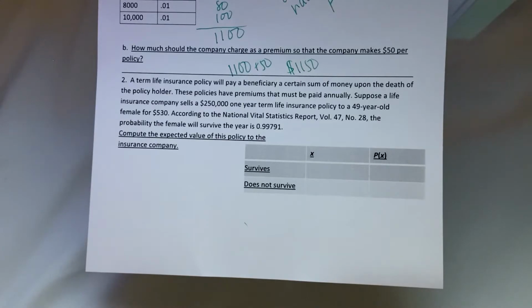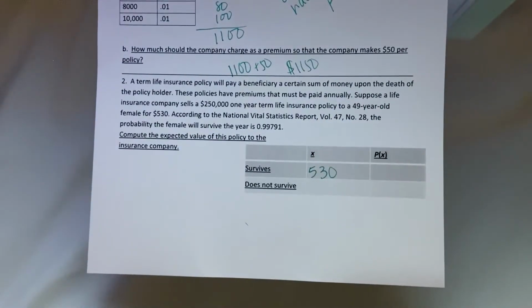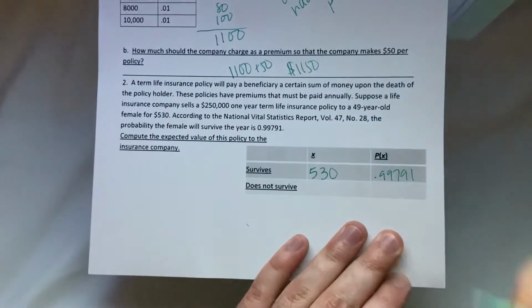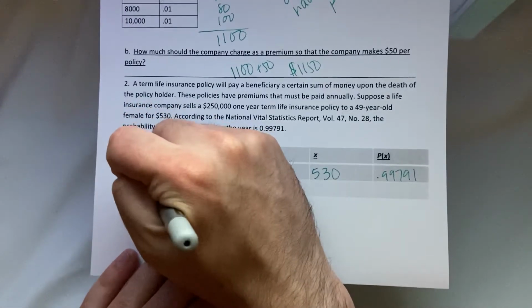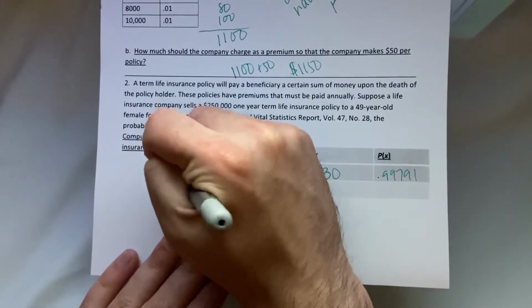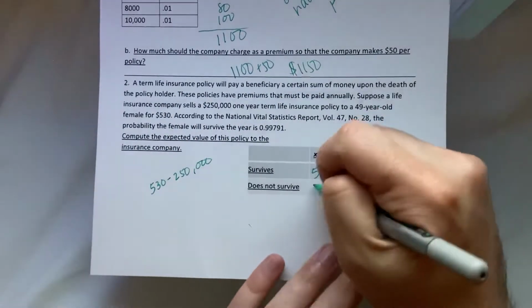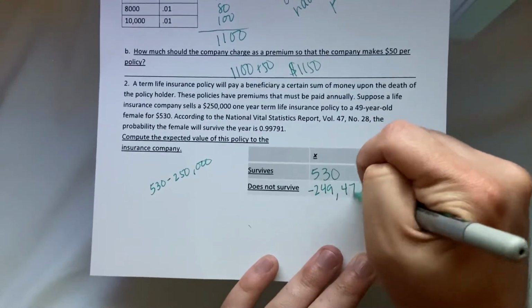She can survive the year, in which case she paid the company $530 and they didn't have to pay her anything at all. What are the chances of that happening? It's 0.99791. Now, what's the other option? She pays $530, she dies, they have to pay $250,000 back. So $530 minus $250,000, that's the value to the company if she dies, would be negative $249,470.